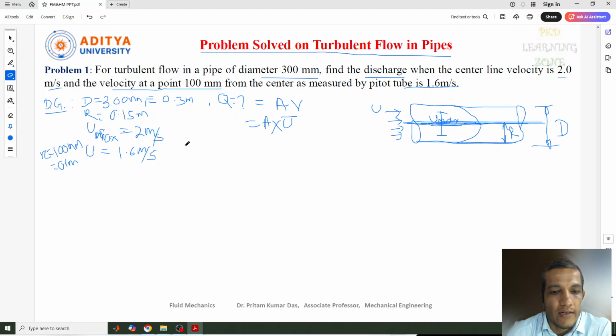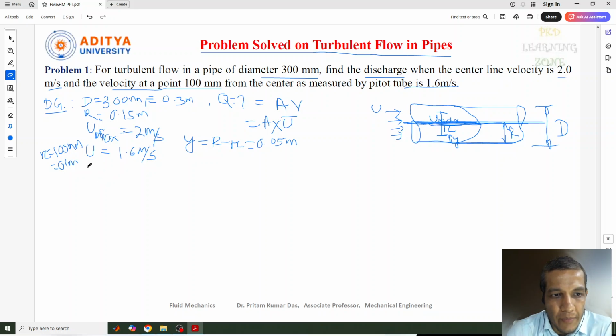So for that, at r equal to this value, we can find the value of y. The value of y is this one, y, and this is r. So y equal to capital R minus small r, which is nothing but 0.05 meter.